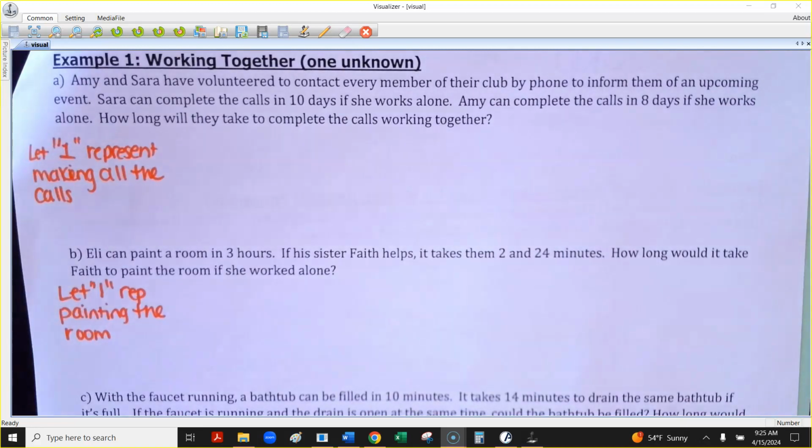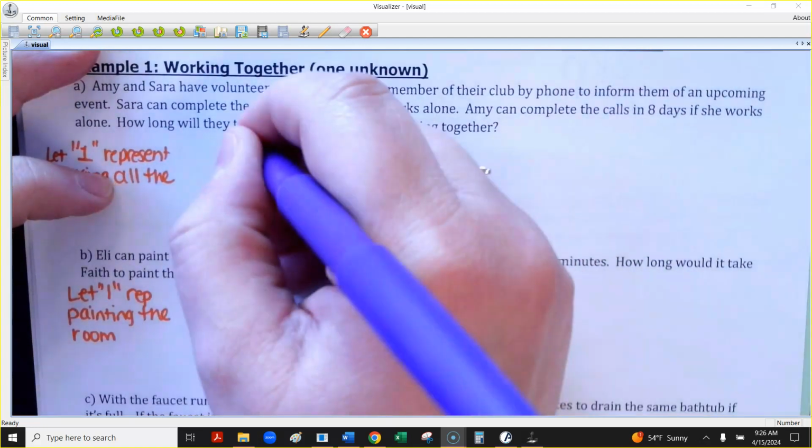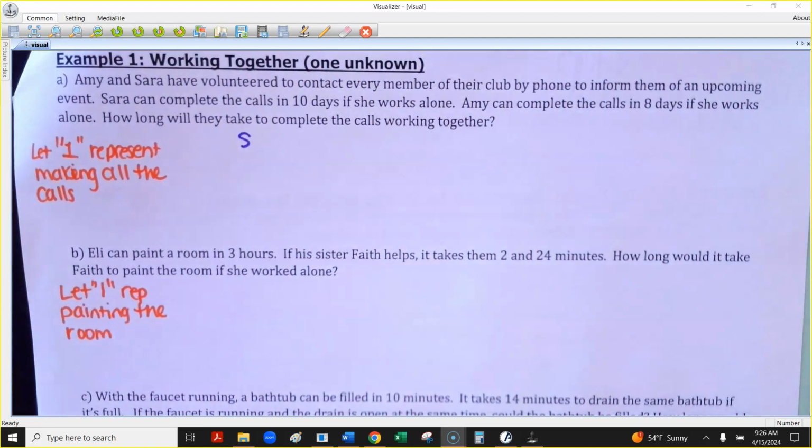Okay, now this is the thing you're not going to see ever in a book or anything like that. I'm just going to let 1 represent making all these phone calls, because it doesn't say, hey, we're making 500 calls or whatever. Okay, so we've got these 2 girls. Which one does it say first? It says Sarah can complete the calls in 10 days. So her rate, this is how I would write it.